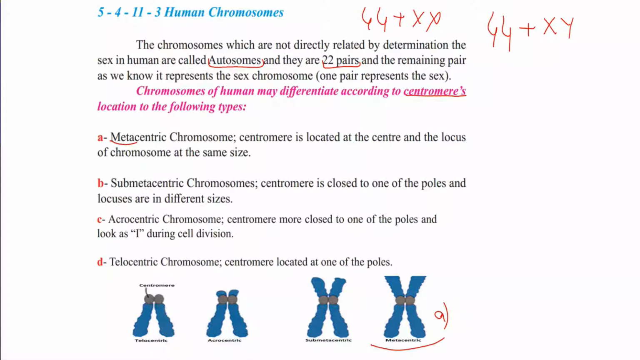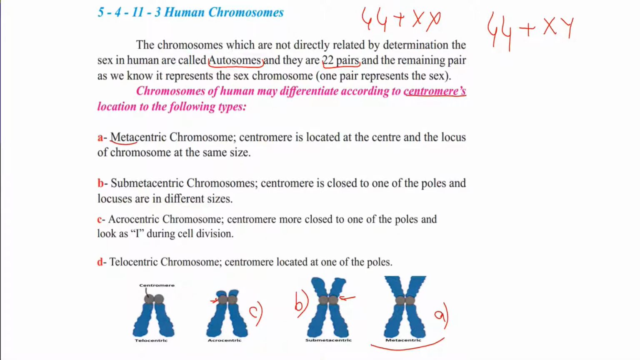The arms of the chromosome are of the same size. In B, the submetacentric chromosome, the centromere is closer to one of the poles and the arms are of different sizes. So the position of the centromere is not in the center, but a bit above or below the center of the chromosome. And C, the acrocentric chromosome, has the centromere even closer to one of the poles. During cell division in acrocentric chromosomes, we see the centromere relatively closer to the top of the chromosome.